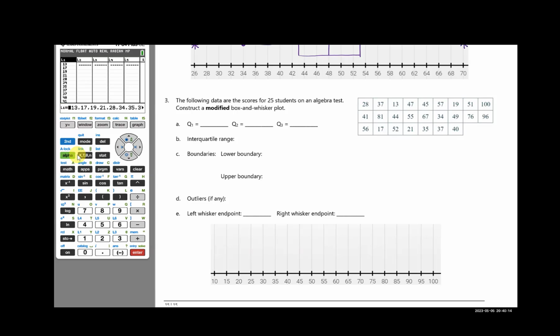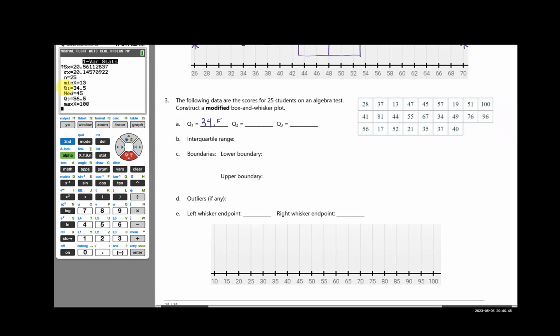Okay, so rather than looking for the quartiles myself, let me take advantage of one var stats. So I hit stat, calculate one var stats, hit enter. And if I scroll down here, I'll see the 5-number summary at the bottom. It does state the minimum, but again, that might be an outlier, so we don't want to worry about that. We just focus on Q1. So that one is 34.5. The median, which is Q2, 45. And then the Q3, third quartile, 56.5.